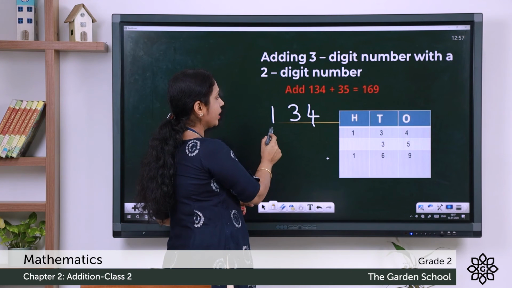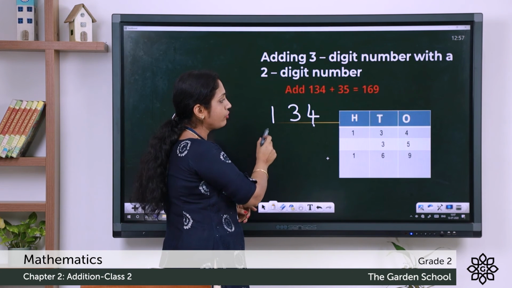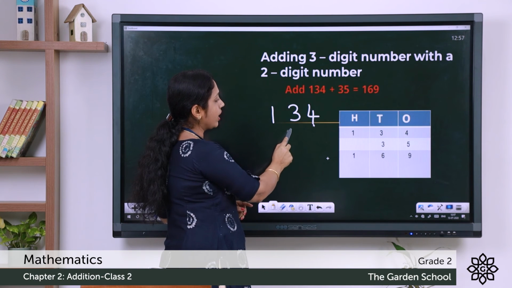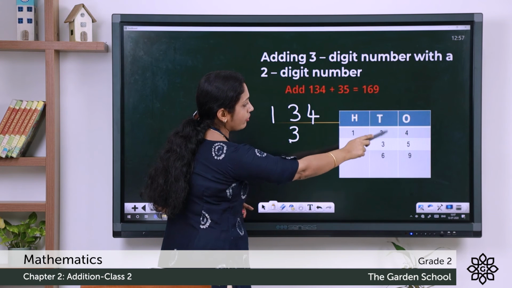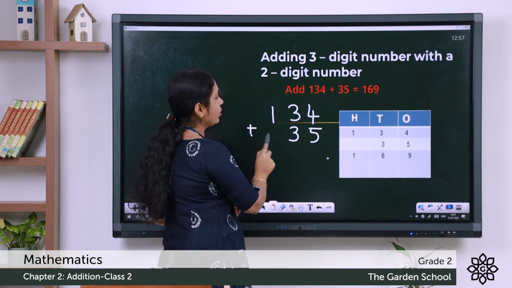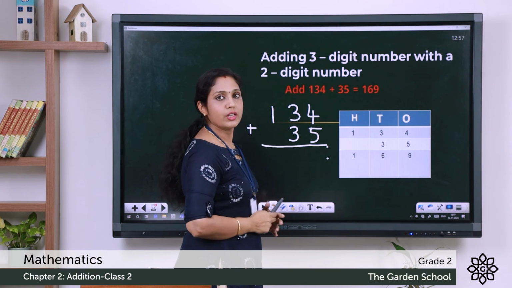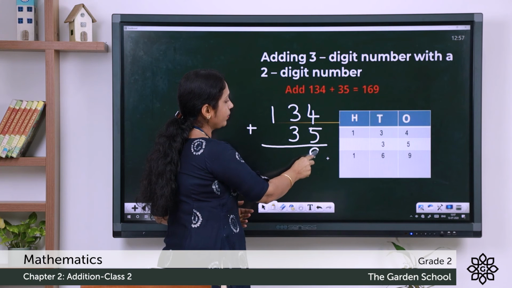So, you can't write 3 under 1 because it is the hundreds position. So, you have to write 35 first, 3 in the tens position. So, under 3 comes 3 and 35's 5 is in the ones position. You have to write 5 under 4. Now, we need to calculate it. So, what is 4 plus 5? 4 plus 5 is 9. So, we write that here.